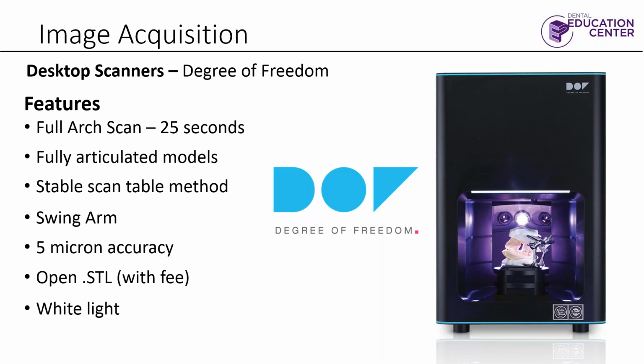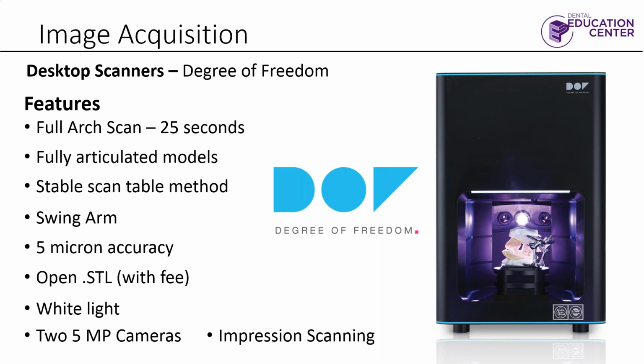You don't have to rubber band or wax or tie it down to the scanner as the scanner plate moves around and rotates around. The acquisition lenses in the back actually rotate around the articulated model instead of the model rotating around the scanner. It's actually a really nice feature. 5 megapixel camera, 5 micron accuracy, STL open, white light technology.